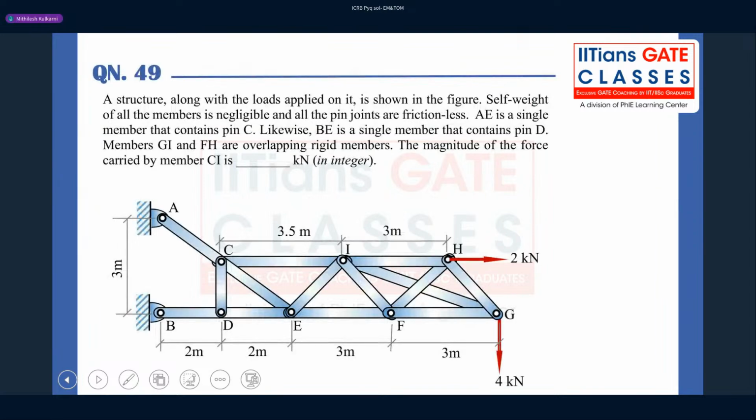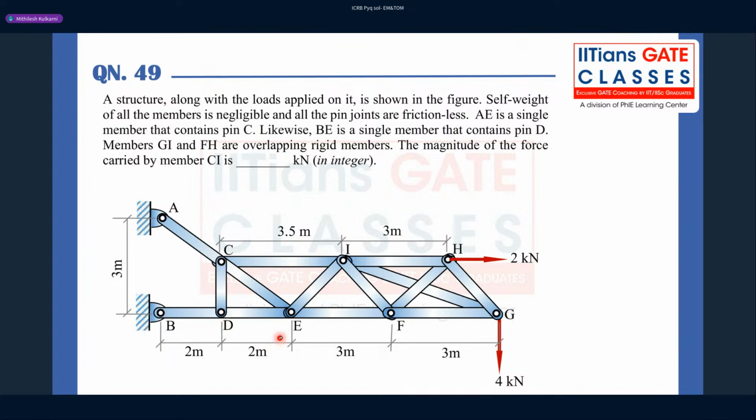Coming toward the next part, this is from the stresses topic. Let's see what it says. A structure along with loads applied on it is shown in the figure. Self weight of all the members is negligible and the pin joints are frictionless. AE is a single member that contains pin C. Likewise, BE is a single link that contains point D.